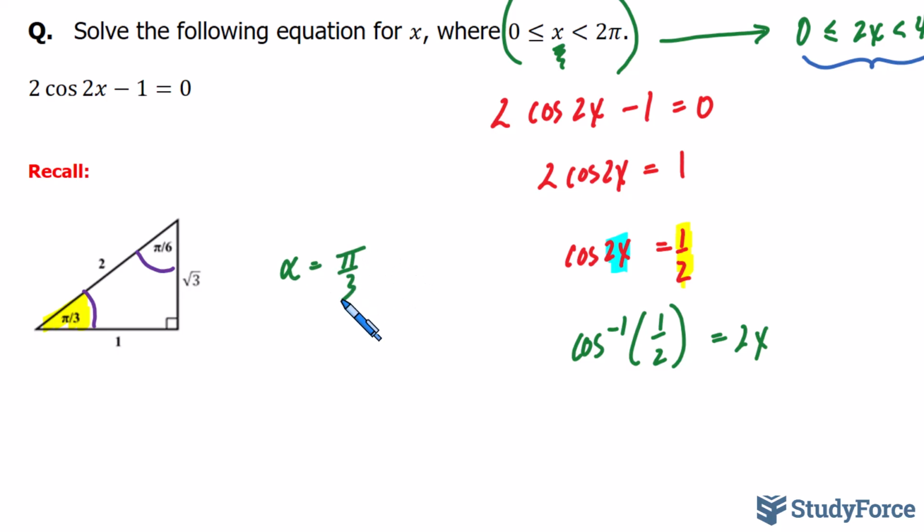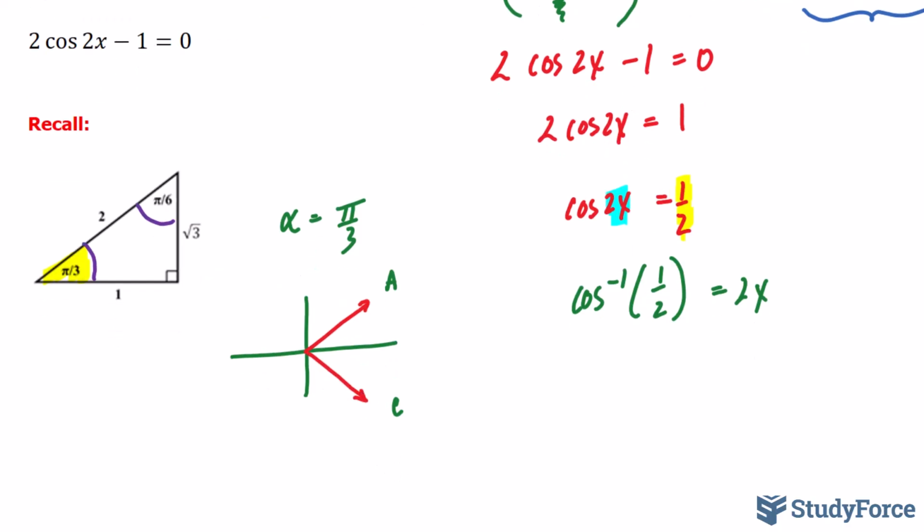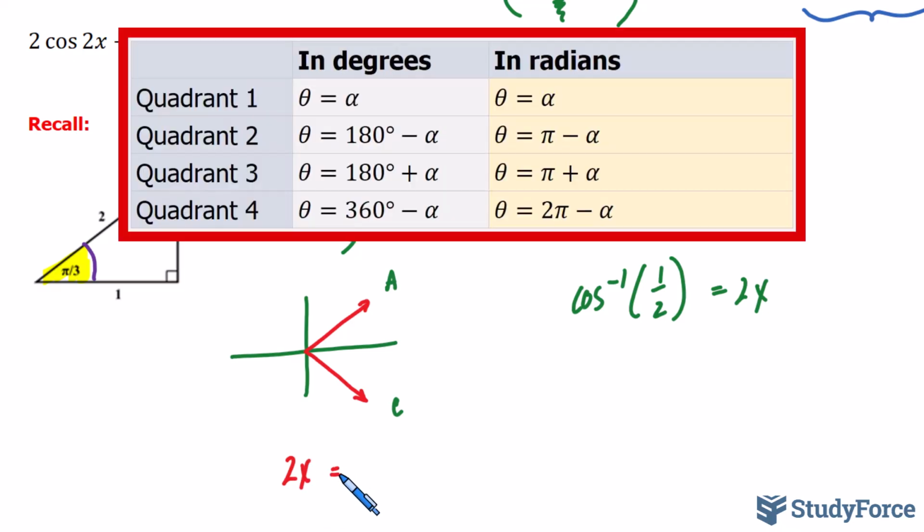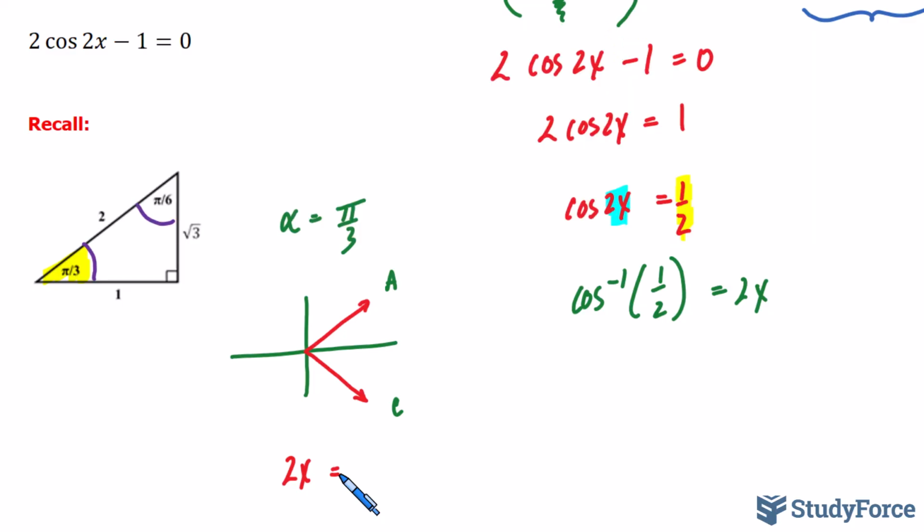Now also keep in mind that 1 over 2 is positive. And according to the CAST rule, cosine is positive in quadrant 4 and quadrant 1. So we'll have two terminal sides, one that's in quadrant 1 and another one that's in quadrant 4. Now when your terminal side is in quadrant 1, your angle, which for us is 2x, is equal to your reference angle. So one potential solution to this equation is that 2x is equal to pi over 3.